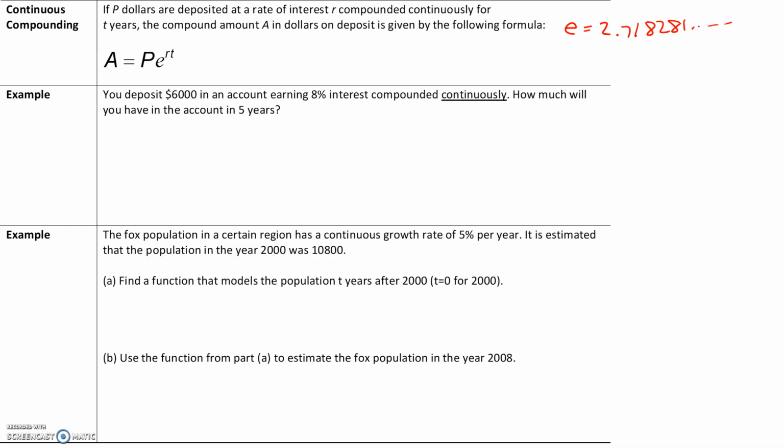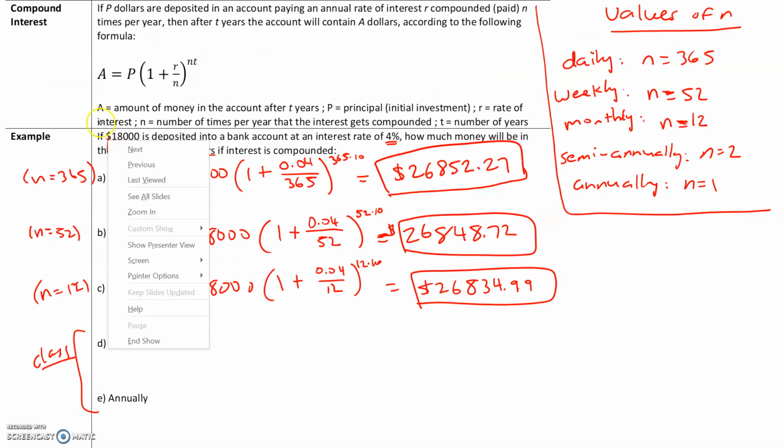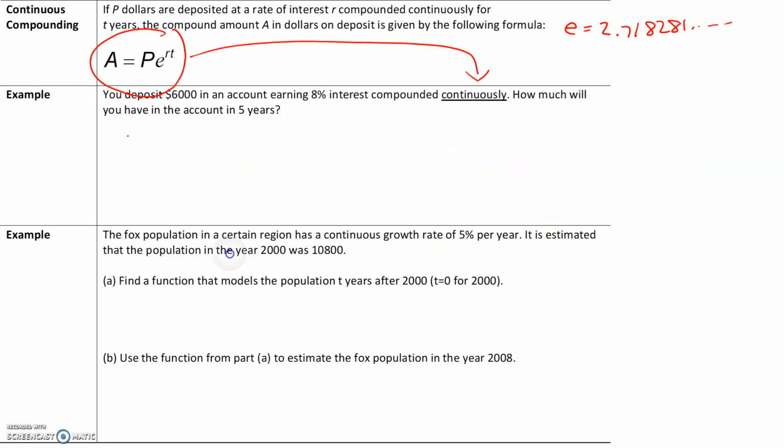So we know to use this formula when we have this keyword that the interest is compounded continuously. How much will you have in the account after 5 years? Okay, so the amount in your account, A, is going to be the initial amount, which is $6,000.